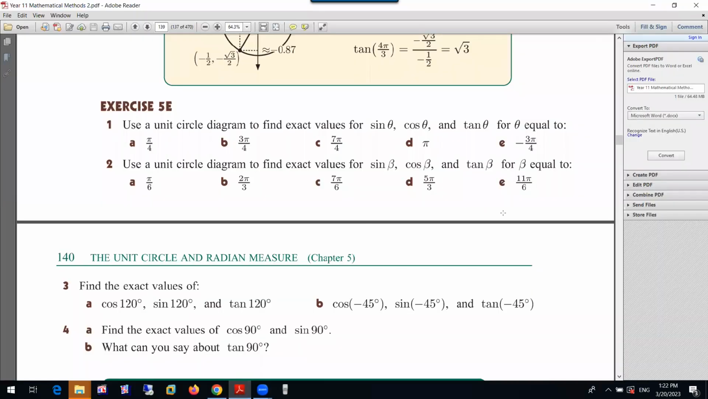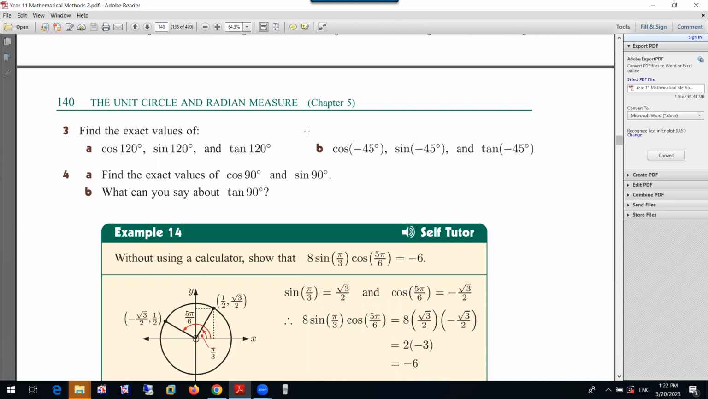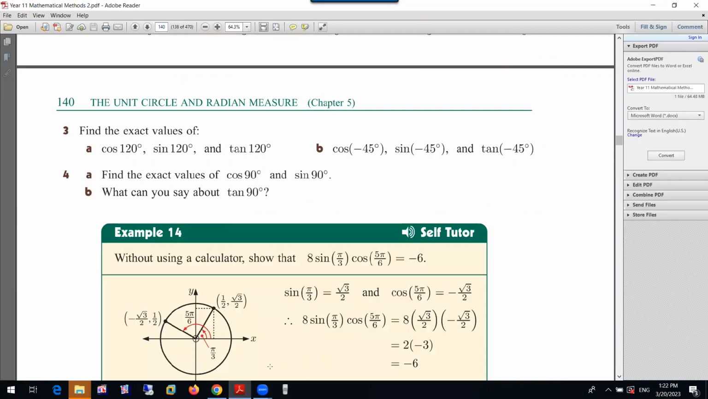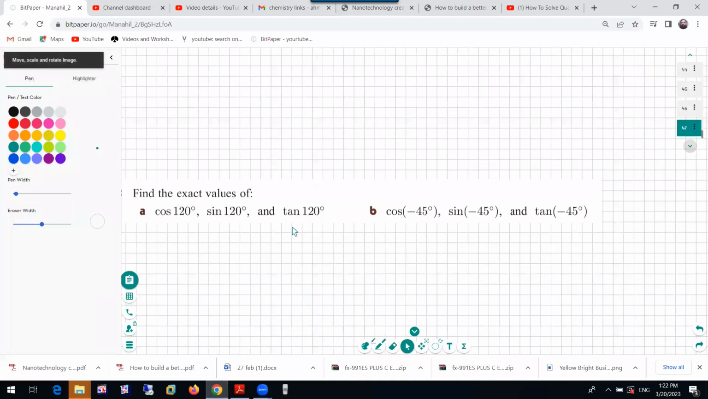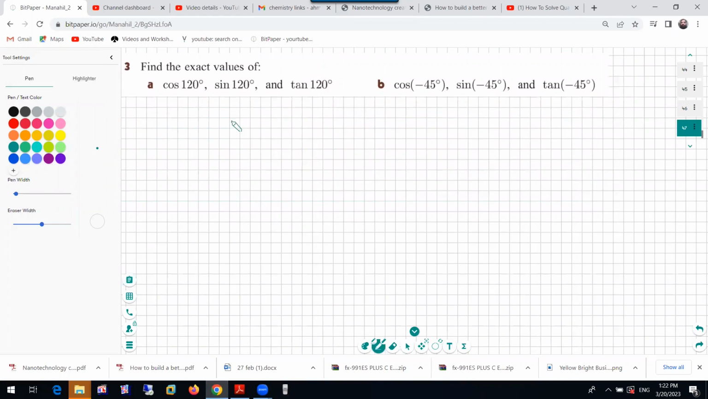Okay, now moving to the next question. Find the exact values of these. Okay. Question number 3. So they are cos 120. So it's very similar question basically. Should I solve A or B part? B. Okay, B part. So in B part, first of all, you just have to create the quadrants. Yeah. Then the unit circle.